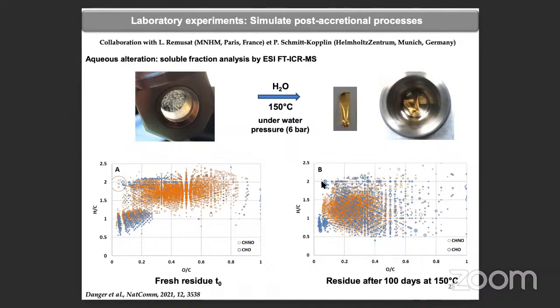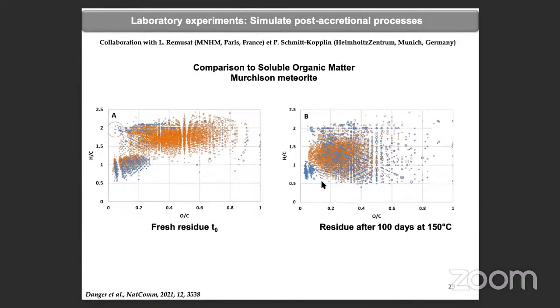So the question here again was, when we perform this aqueous alteration, what happens and how can we compare that to what is observed in meteorites? Here I put in green what is observed for the soluble organic matter of Murchison meteorites, superimposed. Again, for the residues that directly come from ice, clearly you have a huge difference. But if you look after the aqueous alteration, I will not say this is the same, of course, but you see that we transform our initial organics with higher similarities to what is observed in meteorites.